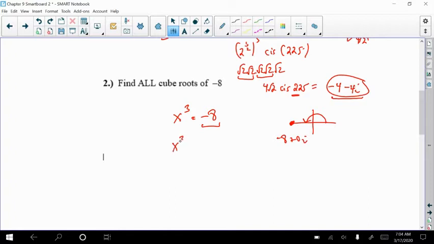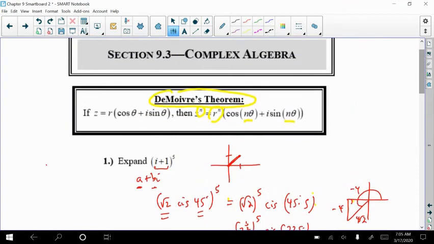So I can think of this as x cubed is equal to 8 cis 180 degrees. Again, focusing on the angle, it's 180 degrees, and I'm 8 units away. And notice that 8 became positive since the 180 degrees already gives us that negative connotation. So now, how do I solve for x? Well, I'm going to take the 1/3 power of both sides. And just like DeMoivre's theorem says, when I do the 1/3 power, I just have to do the 1/3 power to the radius, and I multiply the angle by 1/3.